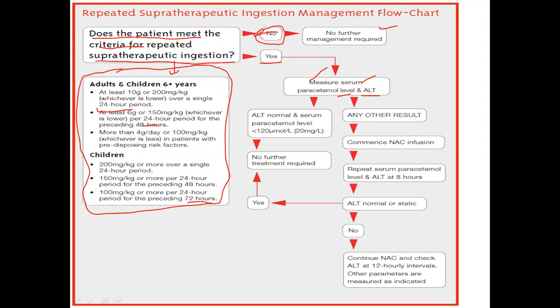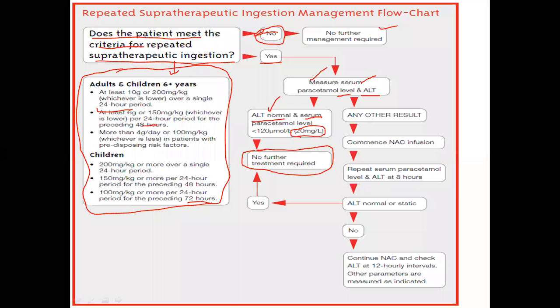Okay, so what will be your result? For example, ALT is normal and the serum paracetamol level is less than 20 microgram per liter, which is very, very less. If your result is this, ALT is normal and serum paracetamol level is very low, then no further treatment is required. No need to give him NAC or any drug, just monitor him. He has no liver injury, because ALT is normal and paracetamol is very low.